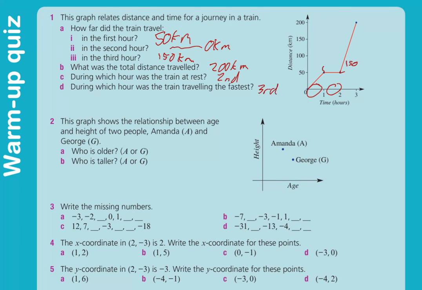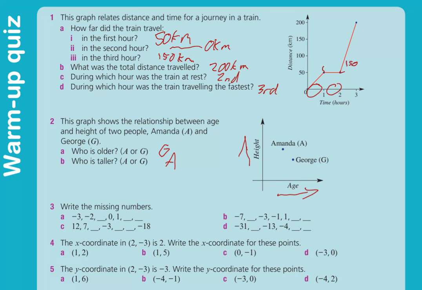Okay, this graph shows the relationship between age and height of two people, Amanda and George. Who is older? So older means you must be more forward in terms of age, and that will be G for George. Who is taller? It will be in terms of height. And A is higher than G, so A, Amanda, is taller.